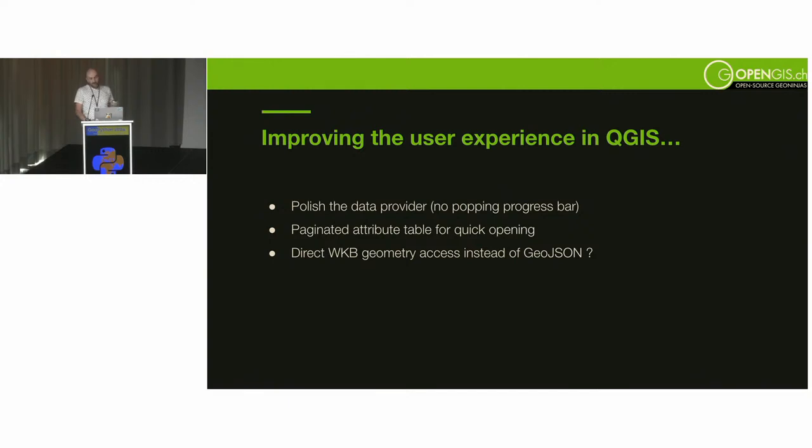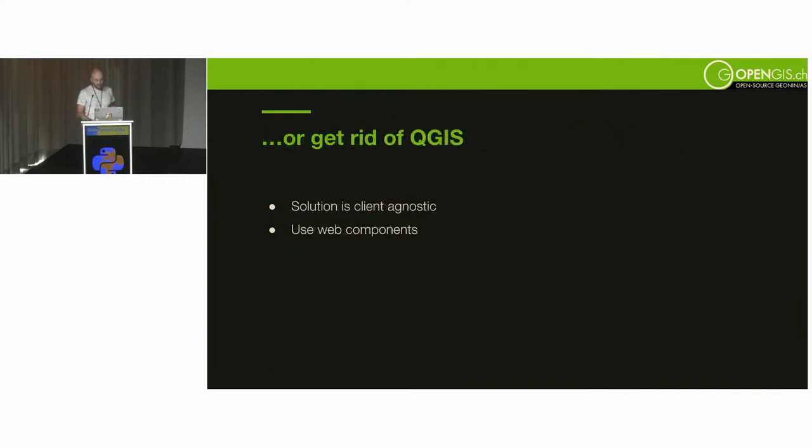Then it's also a matter of improving the user experience in QGIS. The data provider is not very fancy. You've seen the progress bar showing on top, which is not very nice. I've talked about the pagination in the attribute table. There are also some other perspectives, like using a better geometry format rather than GeoJSON, because you're serializing it on the back end, and then QGIS receives it and creates a geometry again. So that's a bit of a waste of energy.